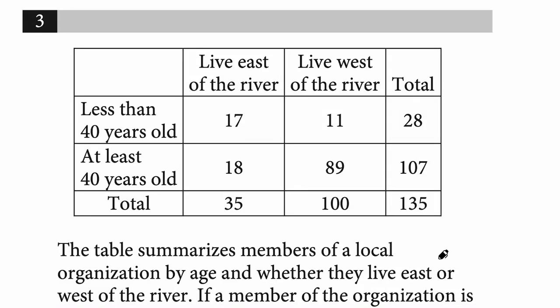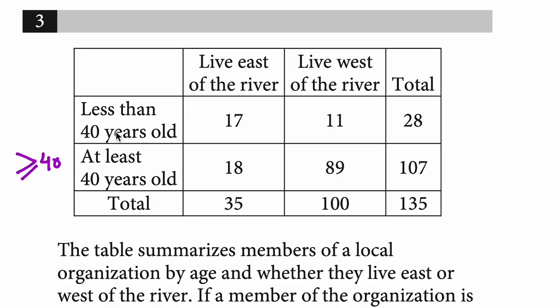Question number three, a question from probability. Let's learn, as an SAT test-taker, how to read this table. Okay, less than 40 years old, at least 40 years old. What is the meaning of "at least"? If we say "at least," it is actually greater than or equal to 40.